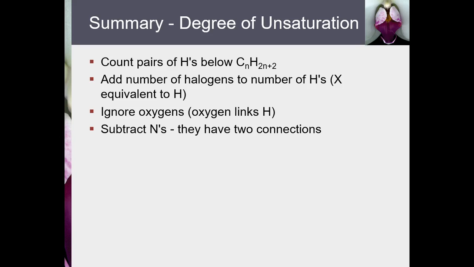So in summary, you always count the pairs of hydrogen below CnH2n plus 2. So this formula is for the alkane. Then you add the number of halogens to the number of H. So dito kasi, a halogen na naka-attach doon sa inyong structure is just equivalent to an H. Diba? Nasabi ko kanina na yung halogen, para maikabit mo siya doon sa carbon, mag-aalis ka muna ng isang hydrogen. So, in essence, the number of halogens will be equivalent to hydrogens.